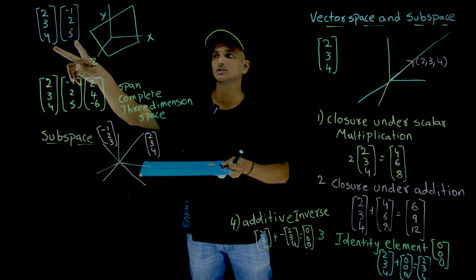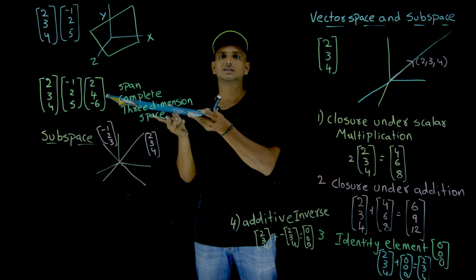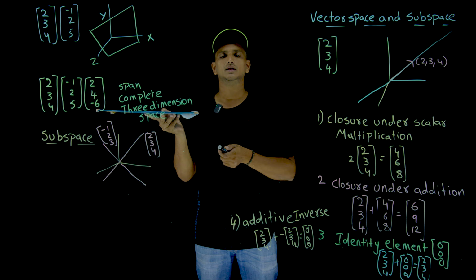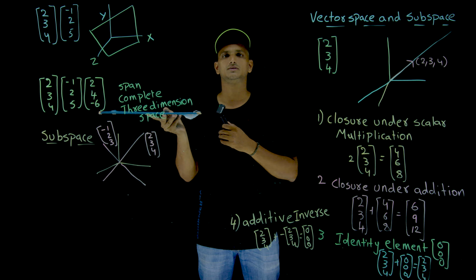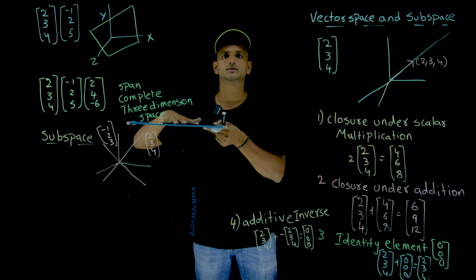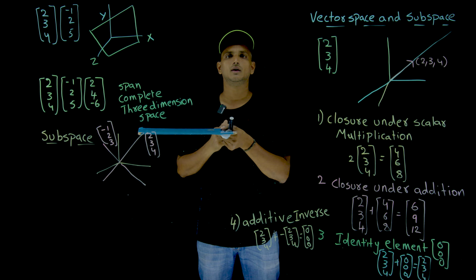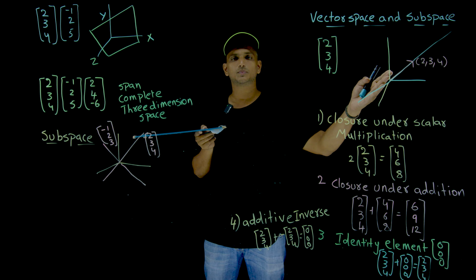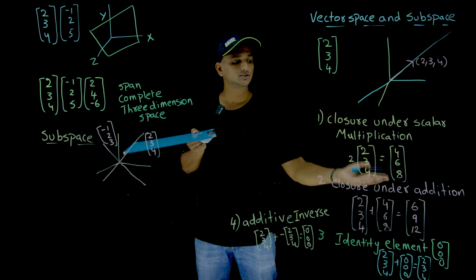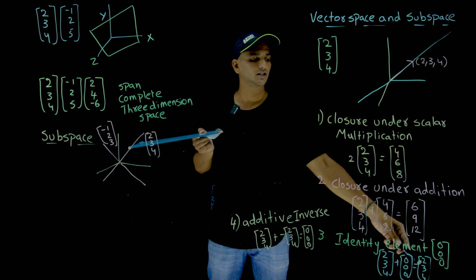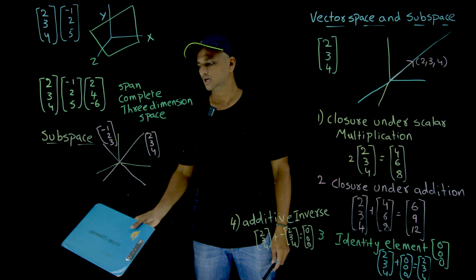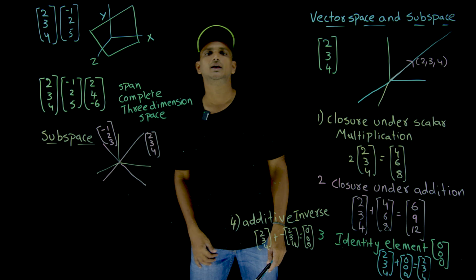Similarly, what's the vector space for these two vectors? This is the plane which we got in three-dimensional space. You multiply with any scalar and add any two vectors on this, you are going to get a vector on this space. Similarly, our vector space is passing through the origin because the identity element is there. 0, 0, 0 is the identity element.